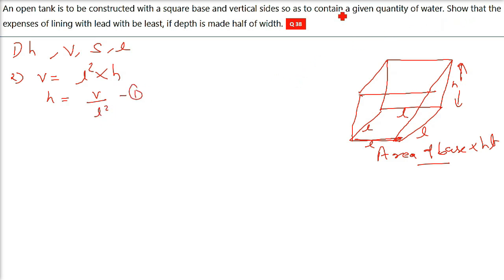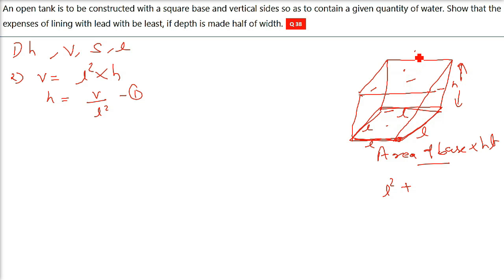Now we need the surface area. What is the surface area? Surface area is 4 walls plus the base, because there has to be something to be done here. That is the lining of the lead. So the base area will be what? L square, length into breadth, and because this is a square, it will be L square. So this is the base.